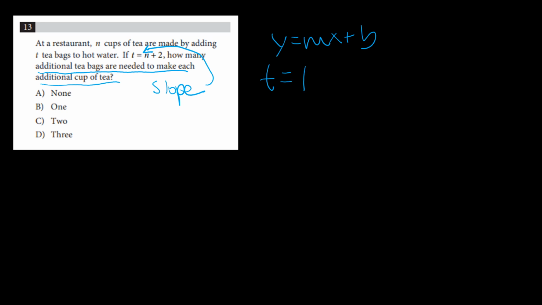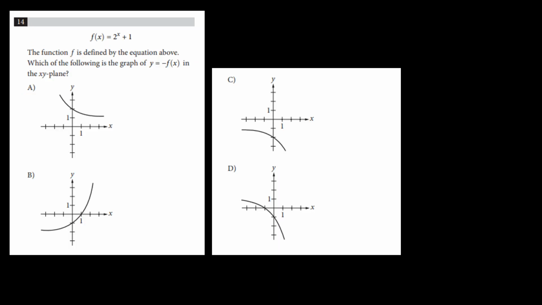Restaurant. At a restaurant, n cups of tea are made by adding tea bags to hot water. If t equals n plus 2, how many additional tea bags are needed to make each additional cup of tea? Well, our slope is really how many additional tea bags are needed to make each additional cup of tea. Let's really talk about slope here. If we look at our equation, our slope in the form y equals mx plus b is really just t equals 1 times n plus 2. Your slope is 1. Answer choice B.